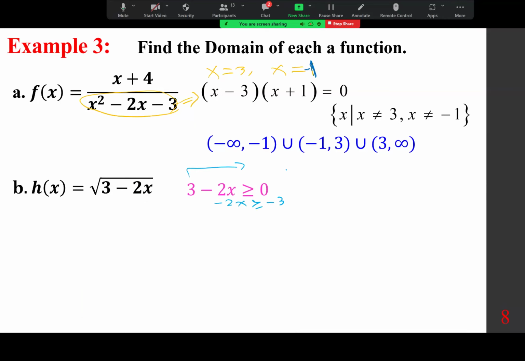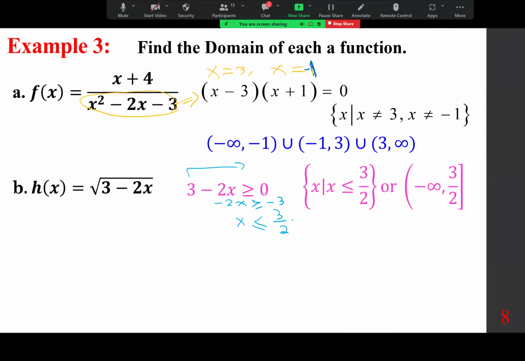So we move the 3, we make a -3 on the right side, divide both sides by -2, so we get x, and the sign will flip over. Greater than or equal changes to less than or equal. -3 over -2 is +3/2. So x is less than or equal to 3/2.